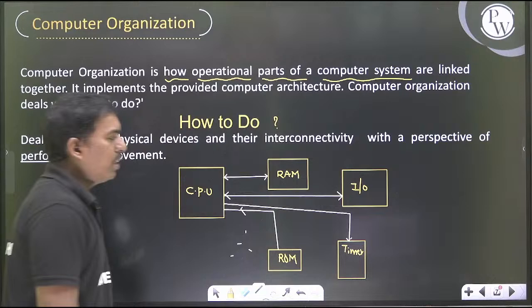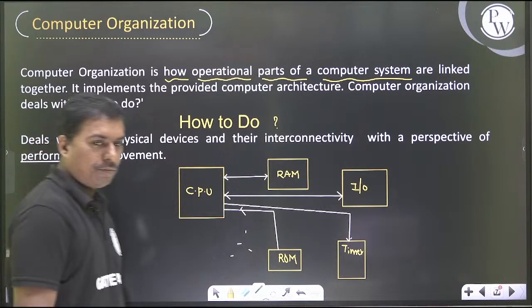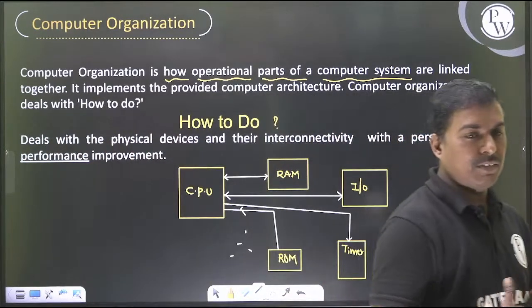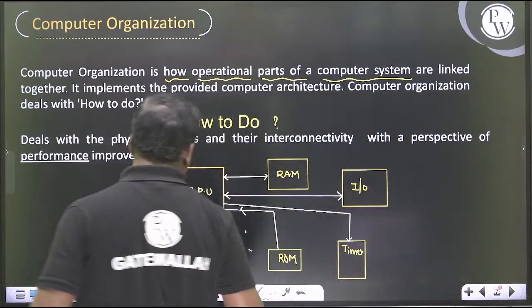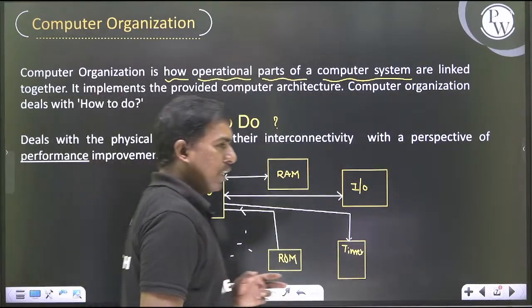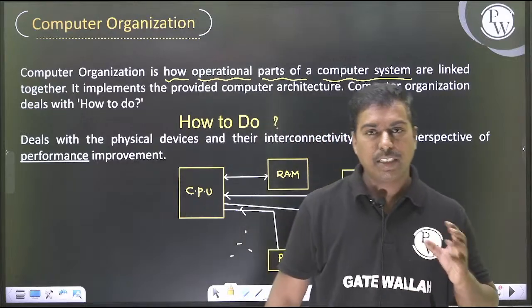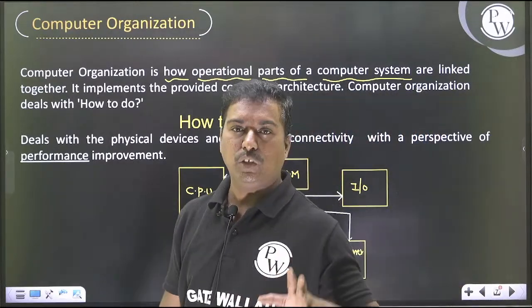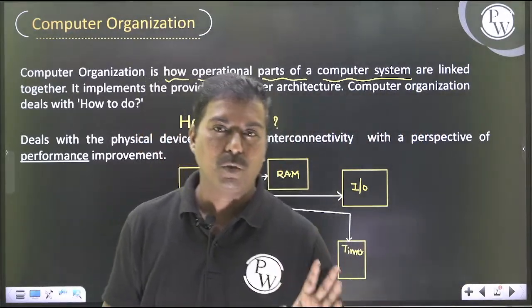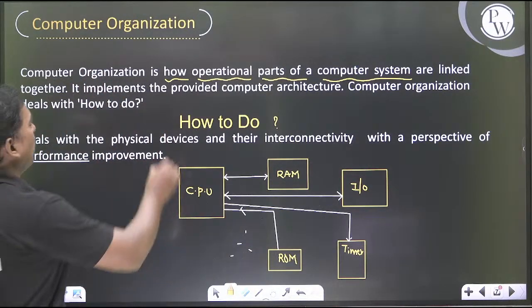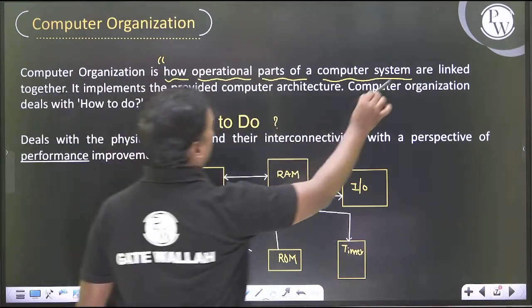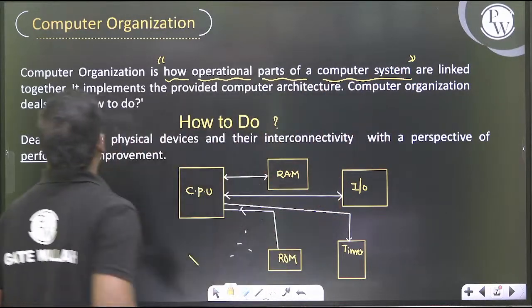So how these things are connected internally, how there exists a connectivity between the blocks, उसको हम बोलते हैं कंप्यूटर ऑर्गेनाइजेशन. सो अगर आपने ये 2 दिन COA सेशन को अच्छी तरफ से अटेंड करें तो आपको पूरा गेट के लिए जो COA कॉन्सेप्ट है उसका प्रिपरेशन कंप्लीट हो जाएगा. So computer organization is how the operational parts of a computer system are connected together.